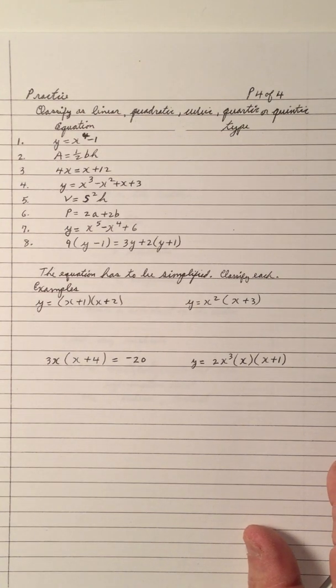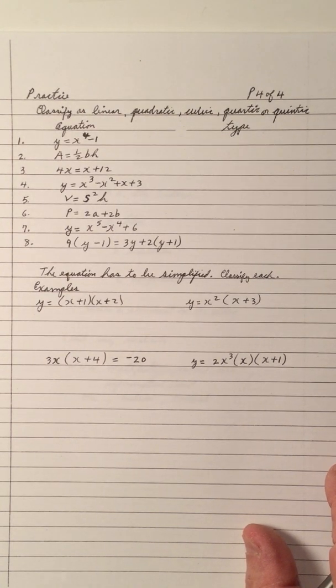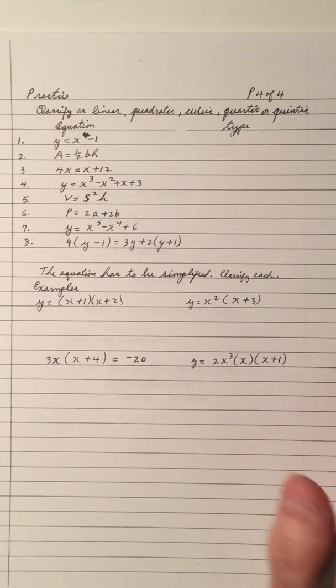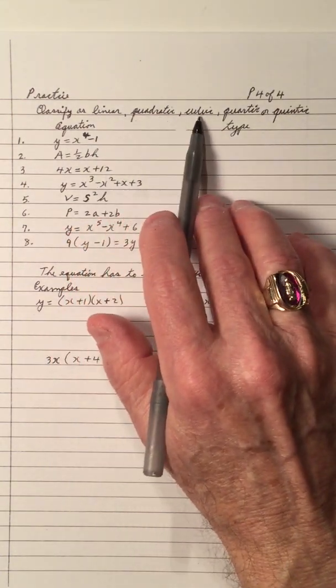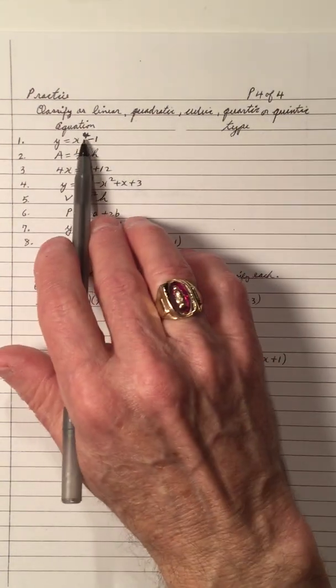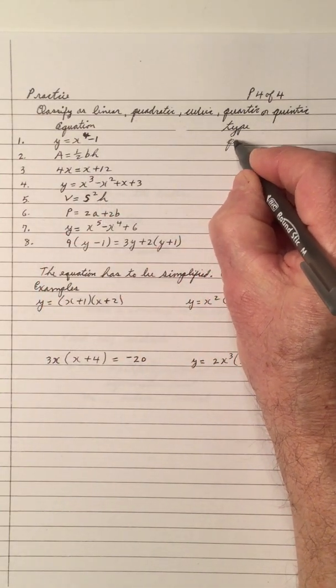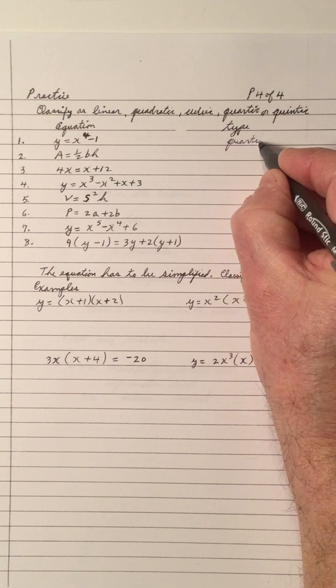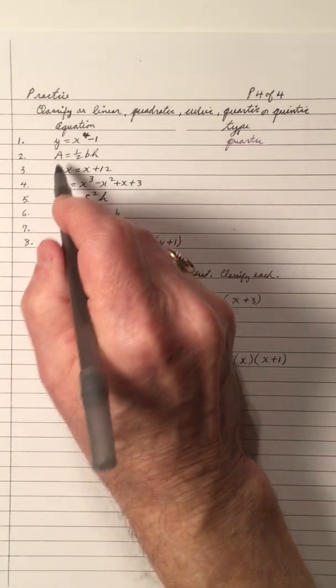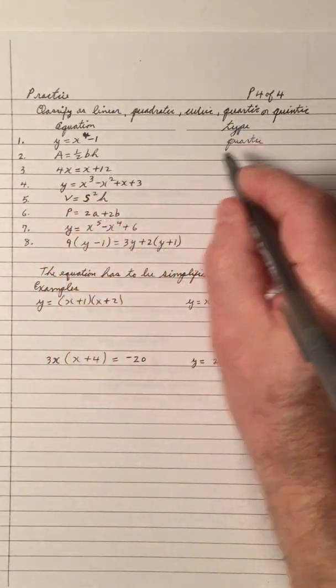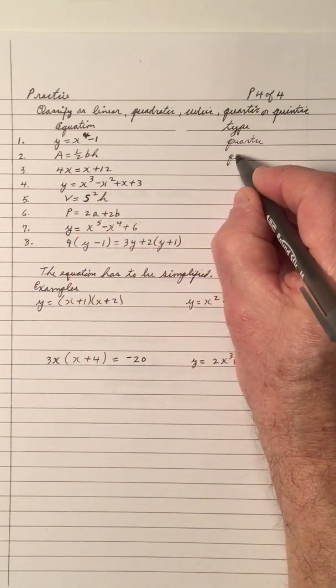Practice. Practice means pause your video and see if you get the answers right, and then play it back. Classify each as linear, quadratic, cubic, quartic, or quintic. Degree 4 is the highest, so the type is quartic. Remember, it's the largest degree of any one term. That's a 1 and that's a 2, so it's degree 2, so that's a quadratic.